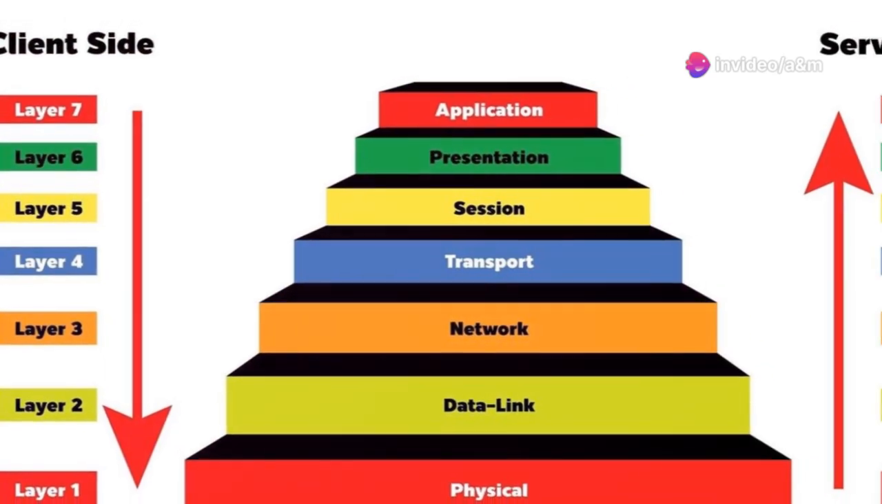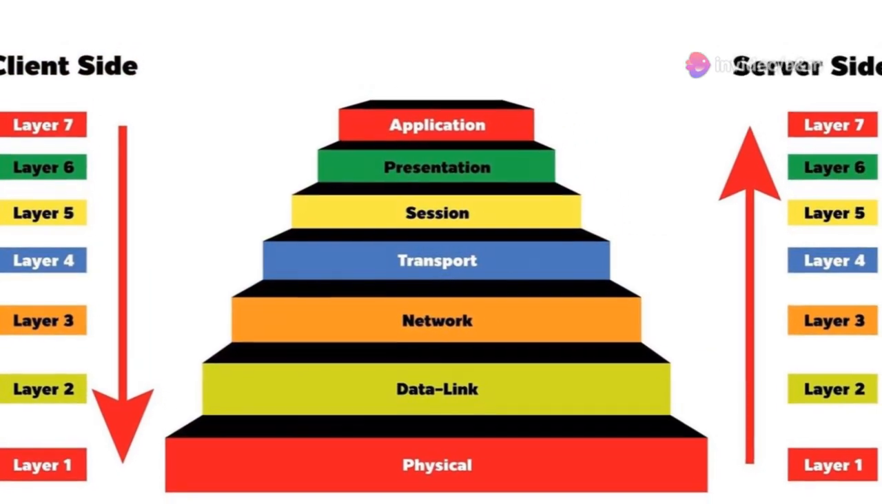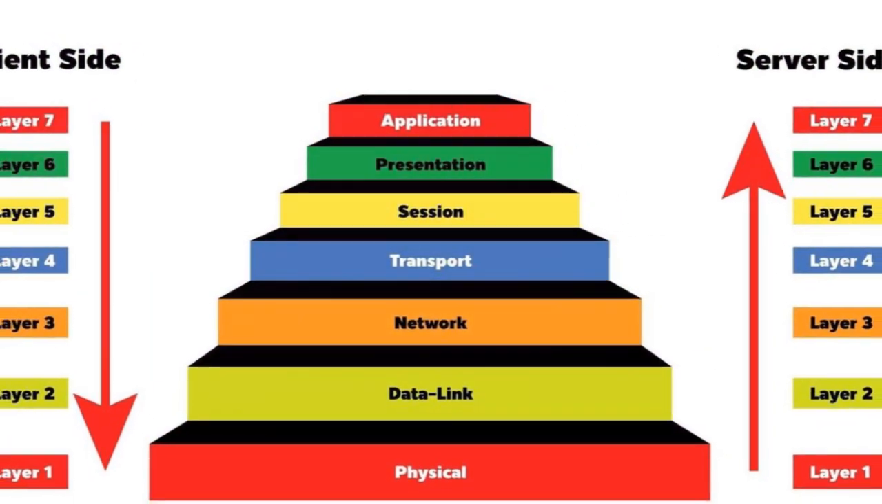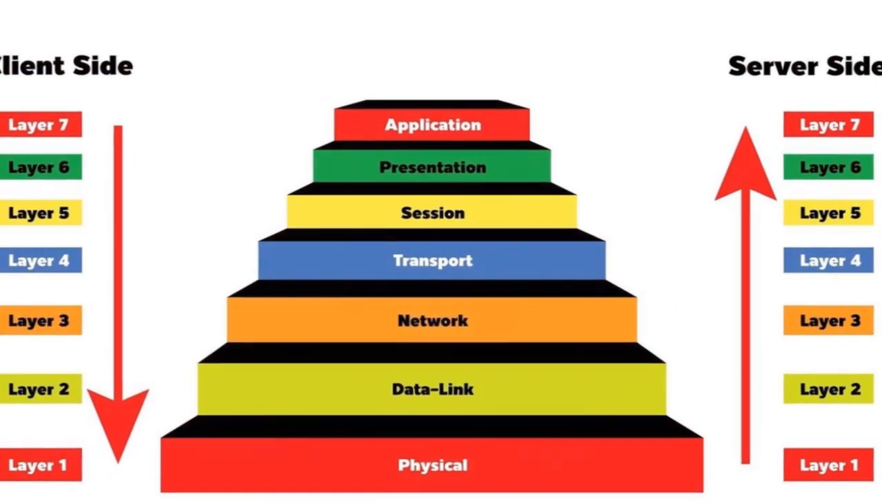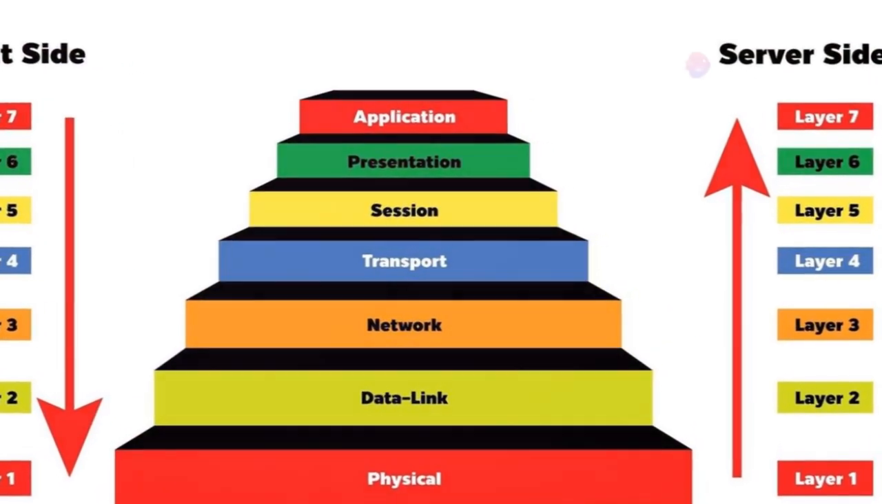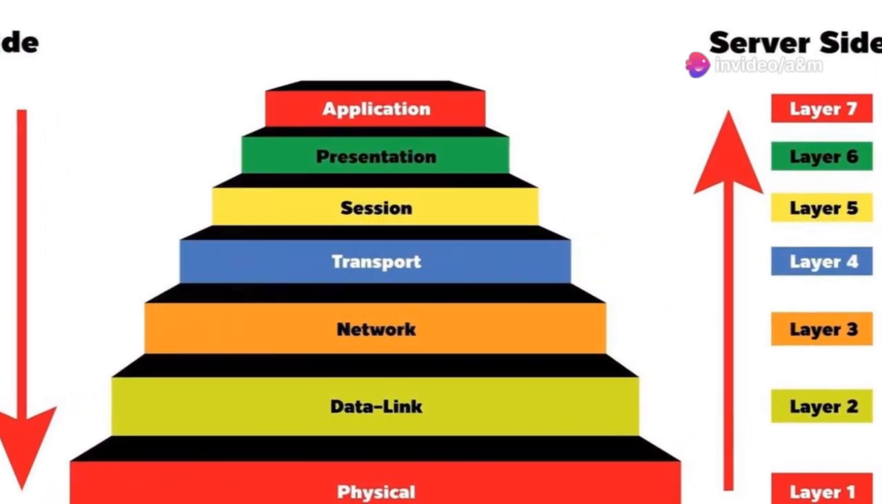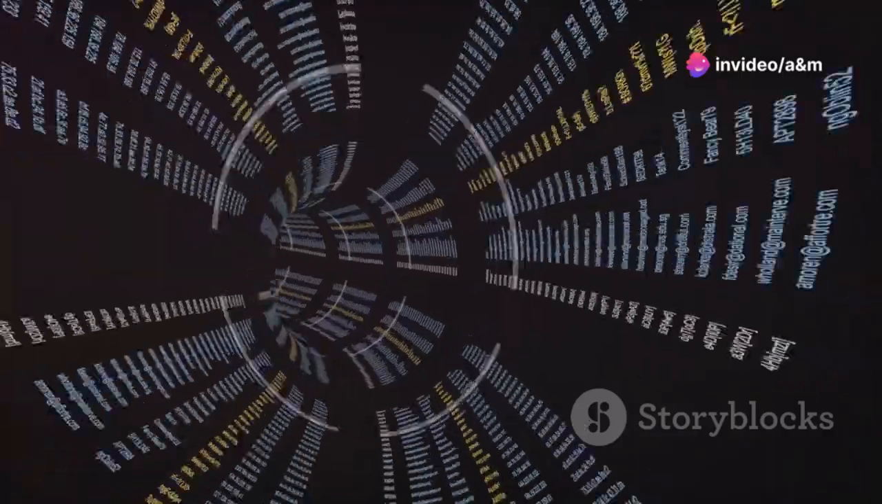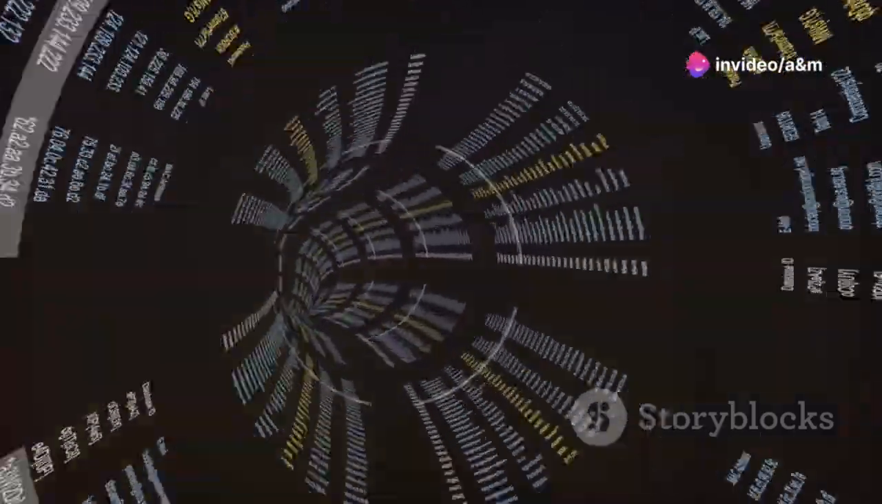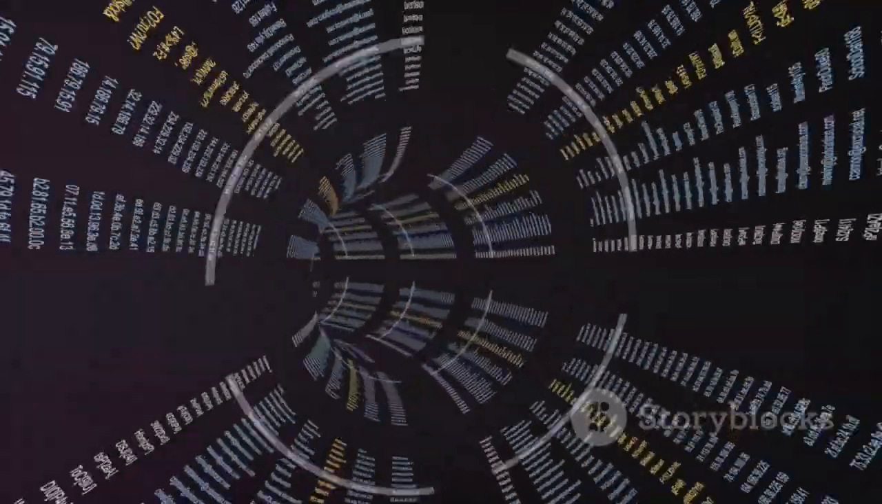The OSI model breaks down internet communication into 7 distinct layers. Each layer has its own unique function. Each layer has a specific job, kind of like departments in a company. They all need to work together to achieve a common goal. They work together seamlessly to make sure your data gets where it needs to go without any hiccups.